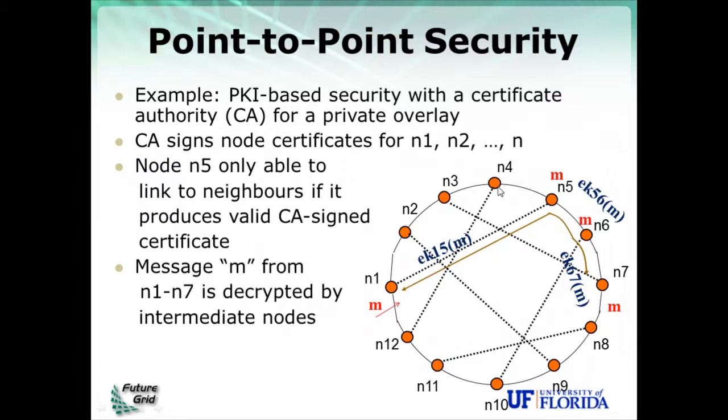It's only able to create edges to nodes 4, 6, and 1 if it produces a valid certificate that is signed by the certificate authority trusted by N4, N6, and N1. Once it does that, it joins the network, and all the communication between these nodes is secured by cryptographic techniques. Now this is a point-to-point mechanism, so the keys are shared. There's a session key, encryption, decryption key for the edge between 1 and 5, and messages are decrypted and encrypted again every time they go through a hop in the overlay.